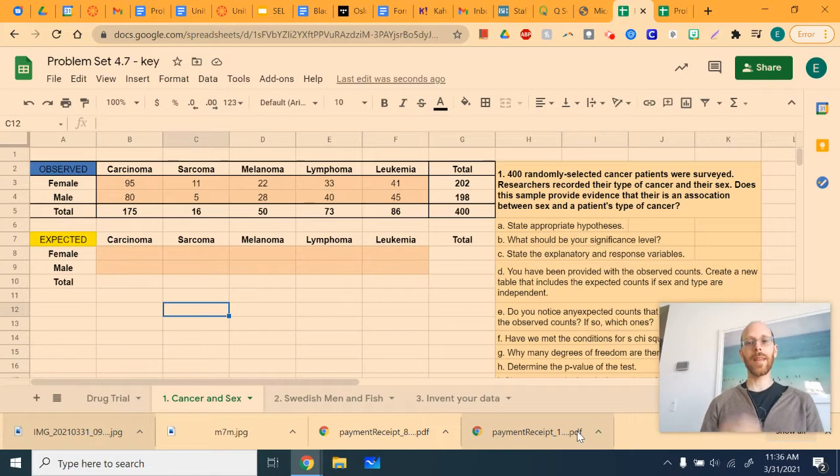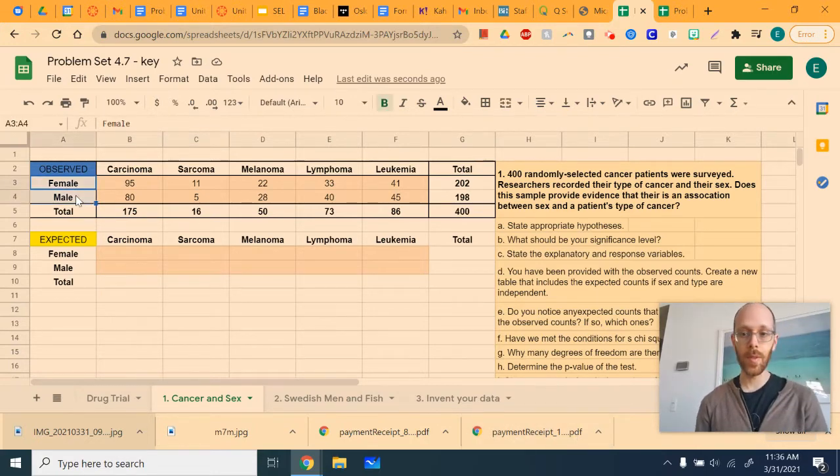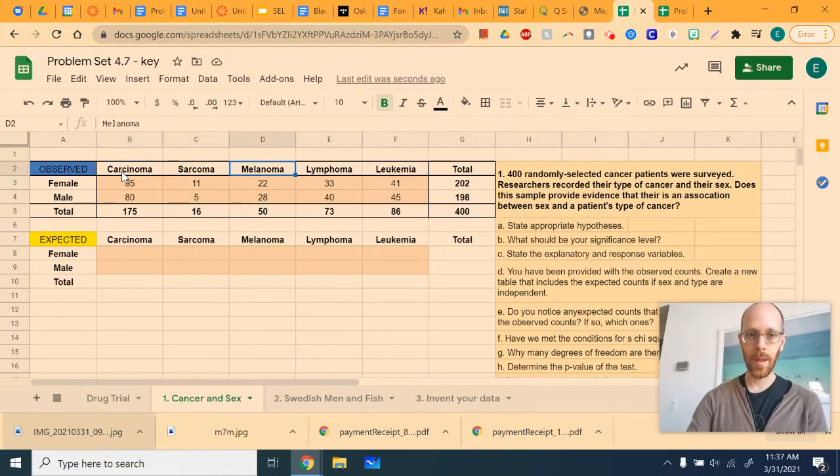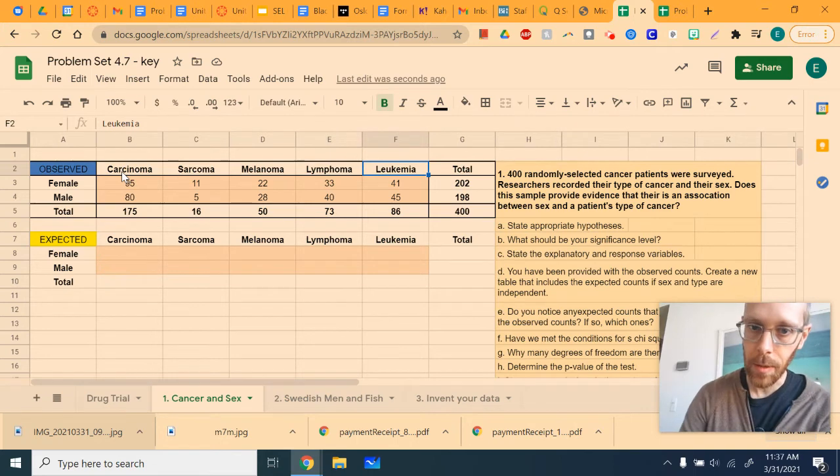Which is about the chi-square test for independence. So what are we testing the independence of in this case? We are looking at whether there is independence between a person's sex, male or female, and the type of cancer that they have developed if they are a cancer patient. There's five major types of cancer: carcinomas, sarcomas, melanomas, lymphomas, and leukemias.